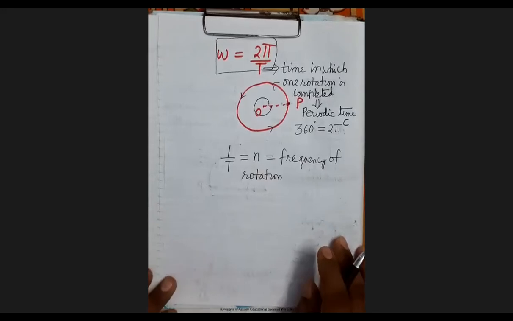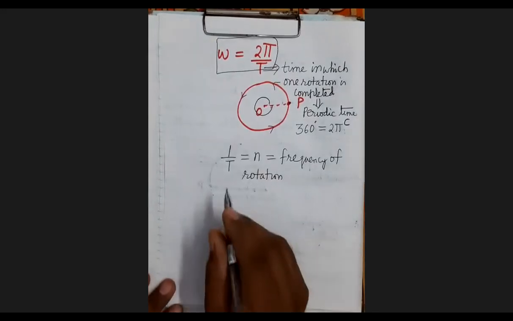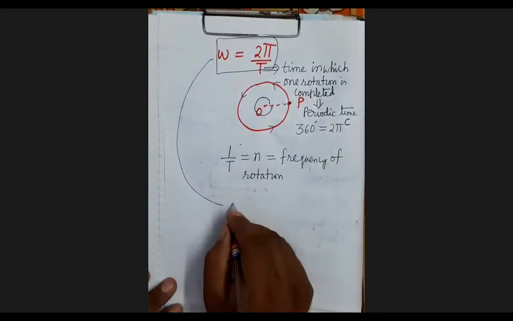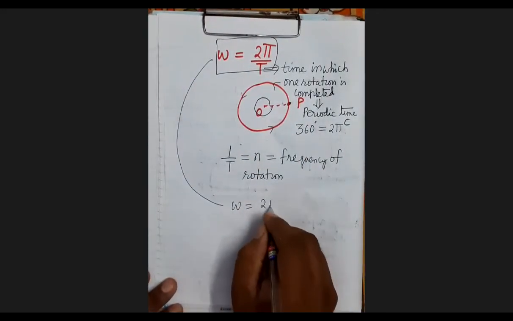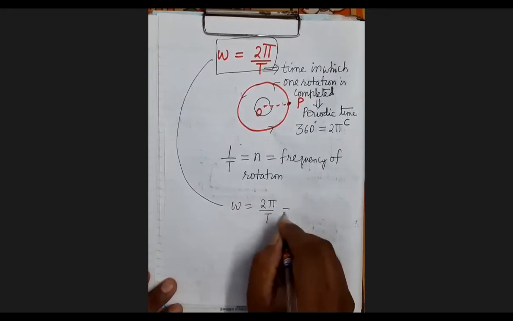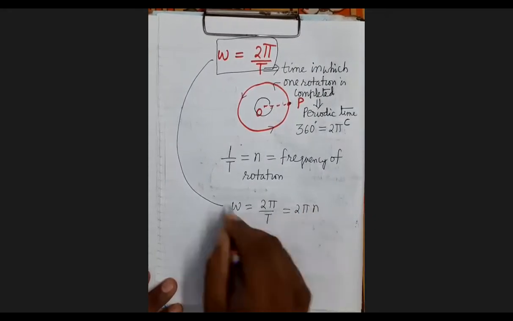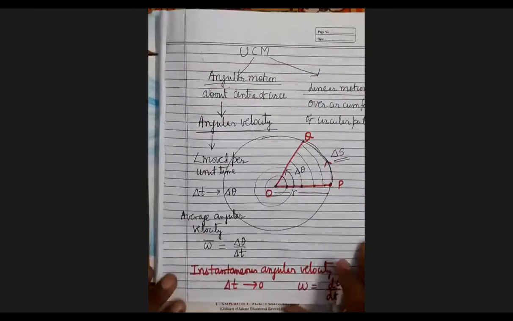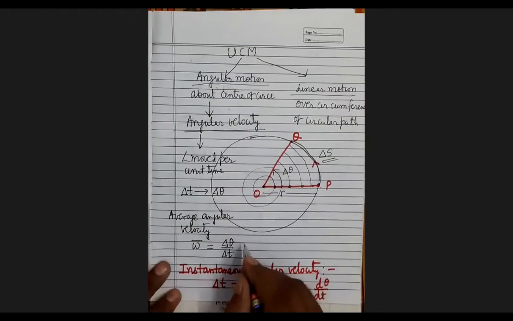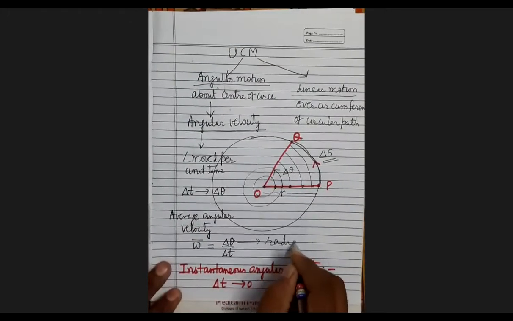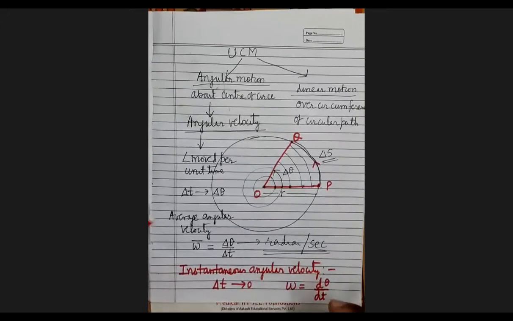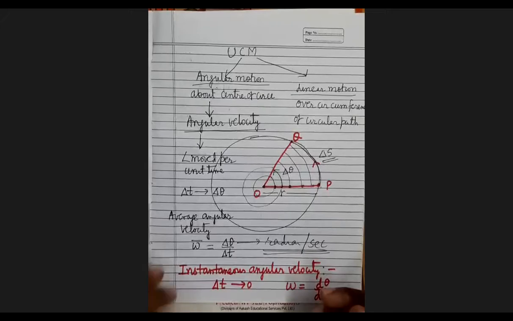N is the frequency of rotation. So see here, when it is the frequency of rotation, we can write this relation: omega equals 2 pi upon T, or 2 pi n. It's clear. Its unit I have already told, it is radian per second, because the angle is taken in radian and time is taken in second. So it is radian per second. This is its unit.